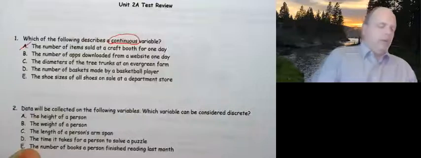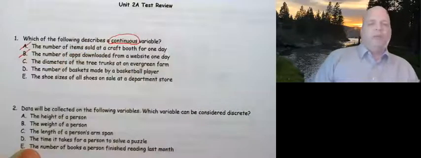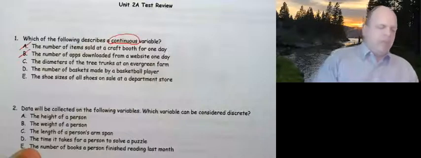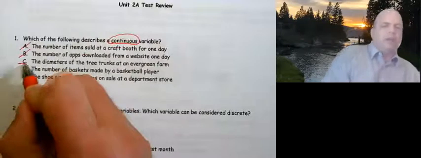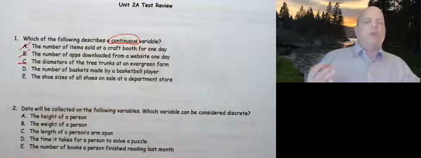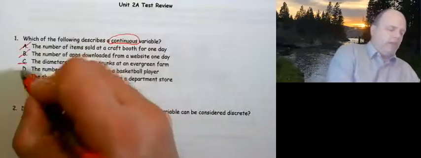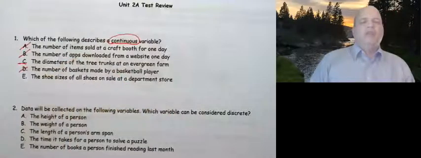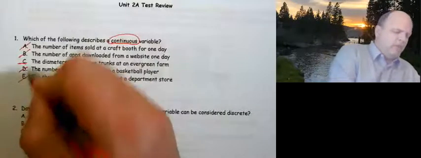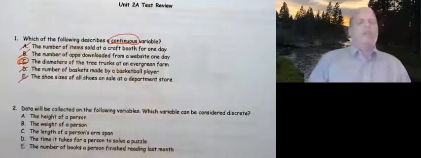The number of apps downloaded, probably not the best again, because hopefully you're not downloading part of an app. The diameter of a tree trunk. Now, diameters and measurements and weights and things of that sort are probably a good idea as to what we're looking for as a continuous variable here. And then we have the number of baskets made. Well, you're going to make a whole number of baskets, so that's not going to be it. And the shoe sizes. Well, most shoe sizes don't take on odd decimals. You usually don't have a size 3.24. So that's not it. So our best answer is going to be C.